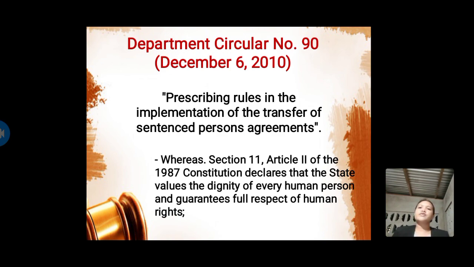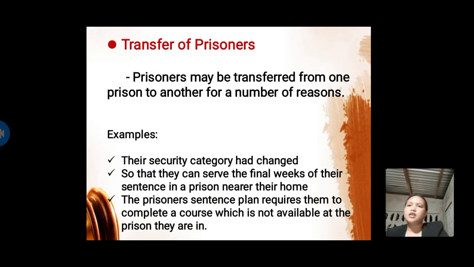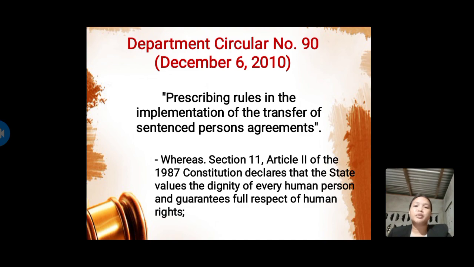So the Department Circular number 90 of December 6, 2010 prescribes rules for the implementation of the transfer of sentenced prisoners. Whereas Section 11, Article 2 of the 1987 Constitution declares that the state values the dignity of every human person and guarantees full respect of human rights. So that's Department Circular number 90.